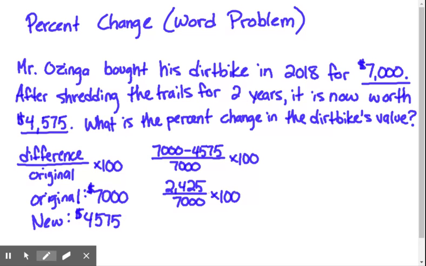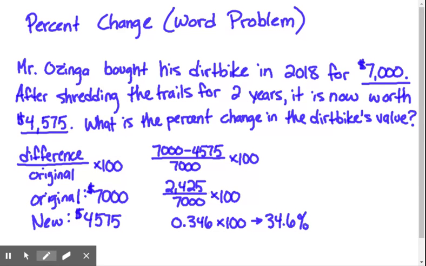Okay, when I divide 2,425 by 7,000, I get a pretty long, lengthy decimal. I'm going to round it to 0.346, and then I need to multiply that by 100 to convert it to a percent. That's just going to bump my decimal place to the right 2 places, so that's going to give me 34.6%. And I do want to include whether this is an increase or a decrease.